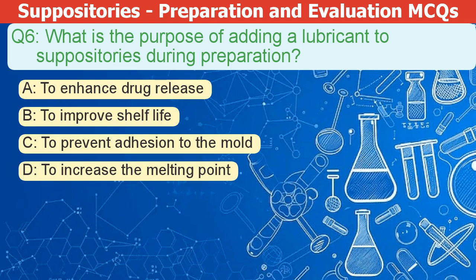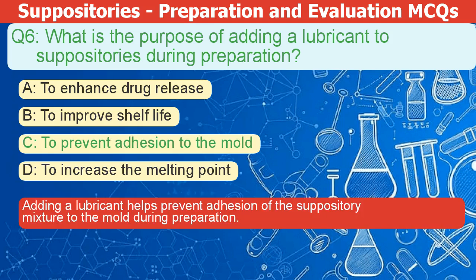What is the purpose of adding a lubricant to suppositories during preparation? A. To enhance drug release. B. To improve shelf life. C. To prevent adhesion to the mold. D. To increase the melting point. The correct answer is C. Adding a lubricant helps prevent adhesion of the suppository mixture to the mold during preparation.